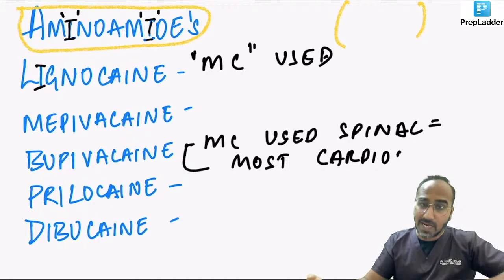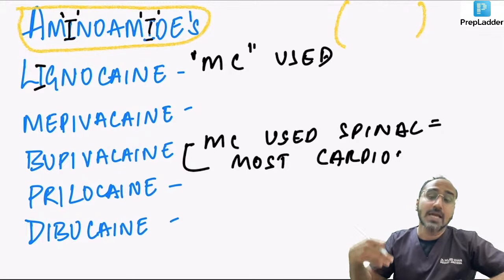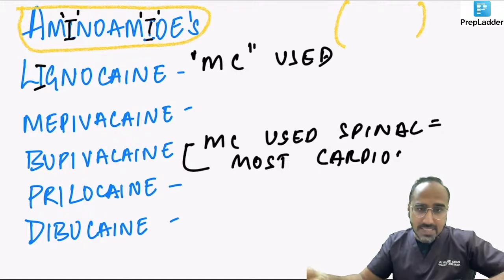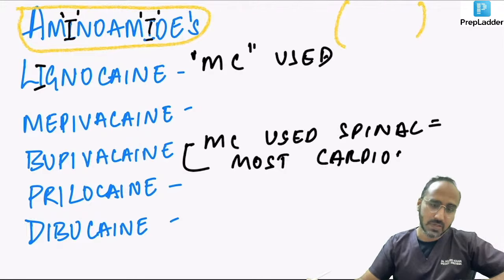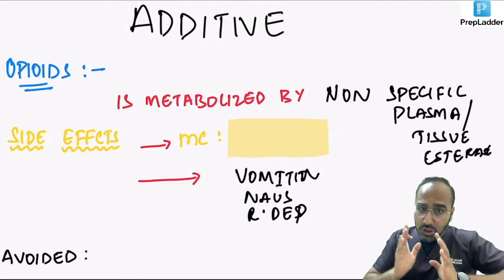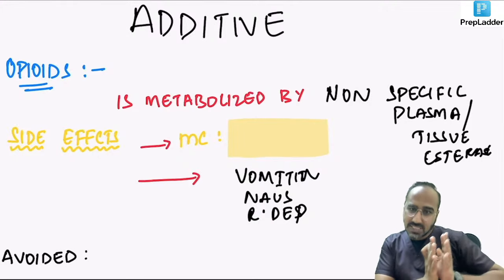Why are we giving bupivacaine in spinal anesthesia as the most common? Because remember, bupivacaine will produce cardiotoxicity when you give the drug not in the CSF but inside a blood vessel. In spinal, you are giving bupivacaine in the CSF. Next, remember, your local anesthetic will act for some time only.